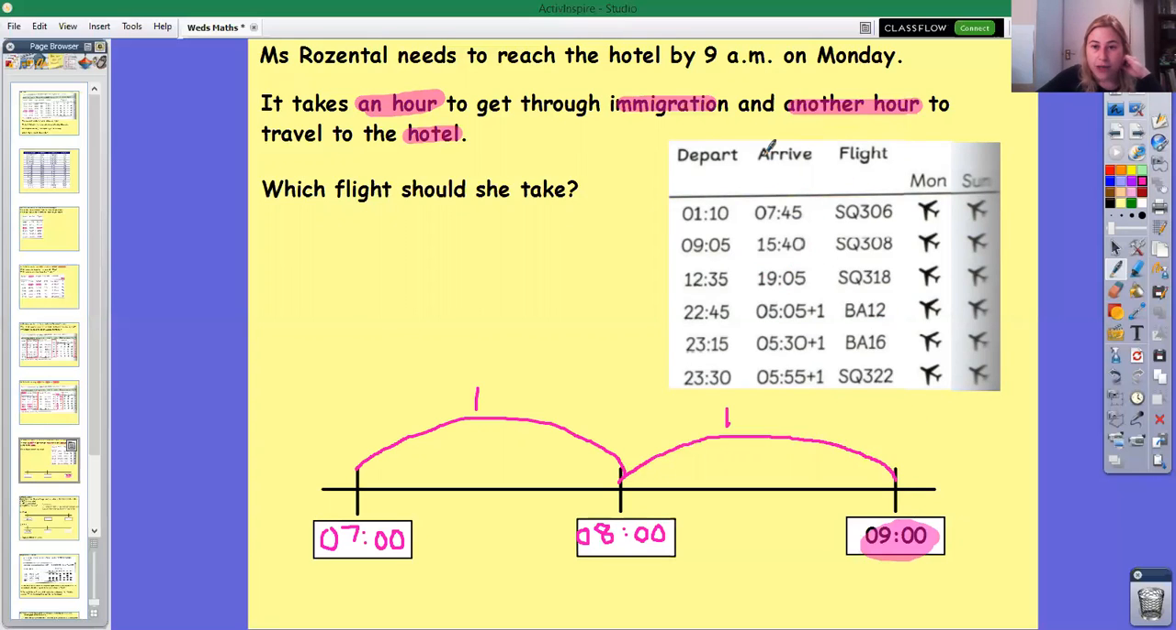So let's look at the arrival times of the flights on the Monday. So this flight, 7:45, that would be too late, wouldn't it? Then if it took an hour to get through immigration, I'd be leaving the airport at 8:45, and then I wouldn't arrive till 9:45. So I need to look at the flights that are the day before, actually, on Sunday. So I can see that all the flights do run on Sunday. So if I took the 10:45 or the 11:15 or the 11:30 flights, I would be able to arrive really early in the morning, before 7 o'clock. And so those are the flights that I would need to take.